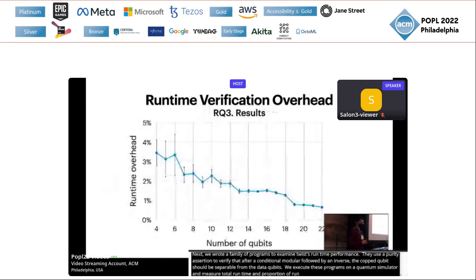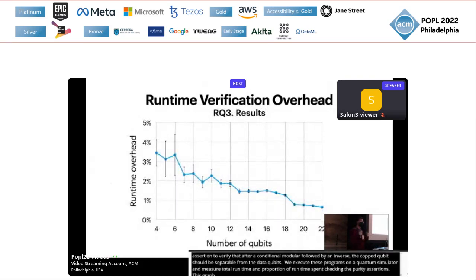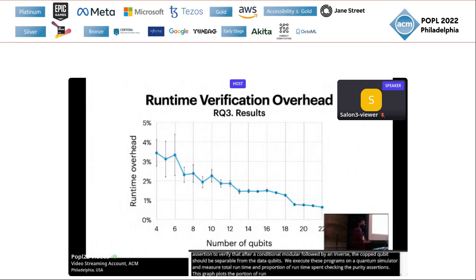This graph plots the portion of runtime that was spent verifying the runtime assertions. As you can see, the overhead is low overall. It never exceeds 3.5%, and it diminishes as the number of qubits in the program increases. Please see our paper for more detailed experiments.